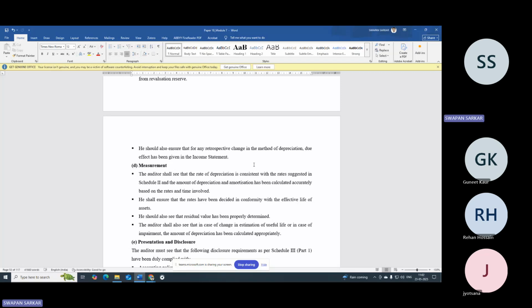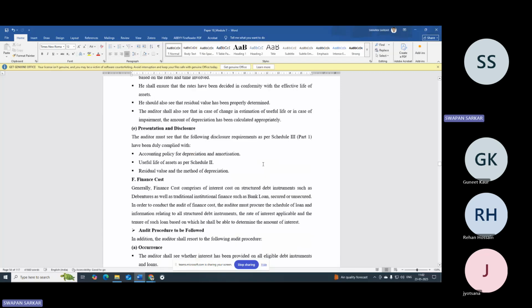Measurement. The auditor shall see that the rate of depreciation is consistent with the rate suggested in the Schedule 2, and the amount of depreciation and amortization has been calculated accurately based on the rates and times involved. He shall ensure that rates have been decided in conformity with the effective life of the assets. He should also see that residual value has been properly determined. He shall also see that in case of change in the estimation of the useful life, or in case of impairment, the amount of depreciation has been calculated appropriately.